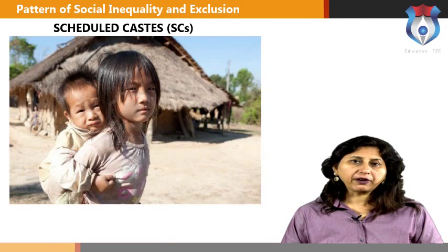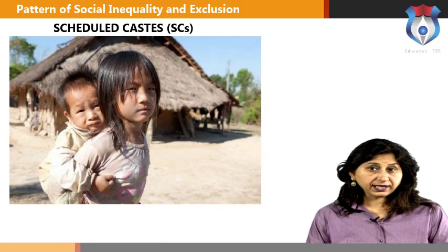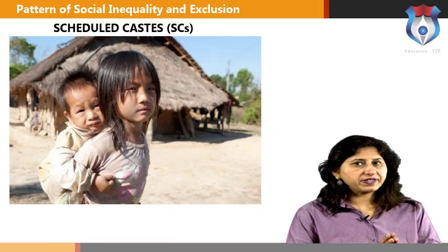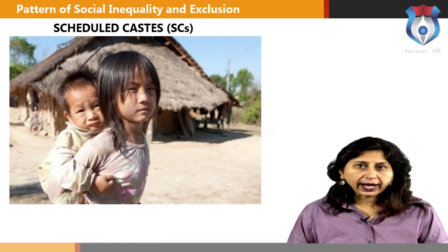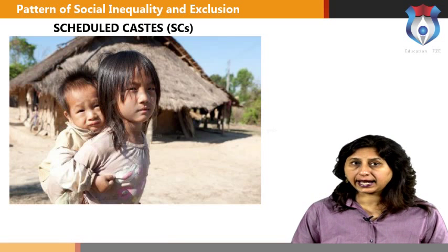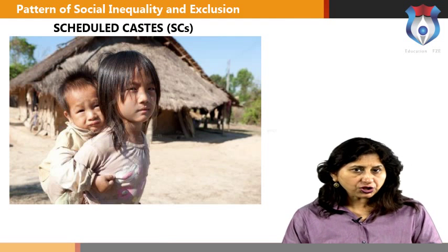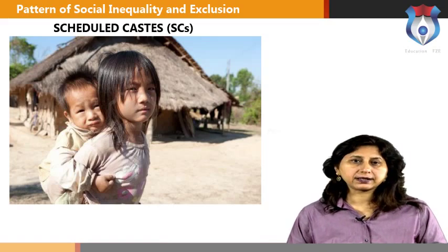In addition to the above, the Parliament has enacted the Untouchability Offences Act 1955, renamed as Protection of Civil Rights Act in 1976. To check and deter atrocities against SCs, the Scheduled Castes and the Scheduled Tribes Prevention of Atrocities Act 1989 has also been enacted.